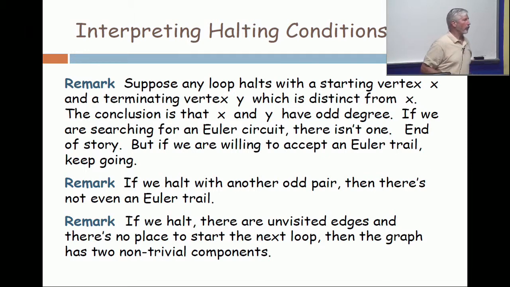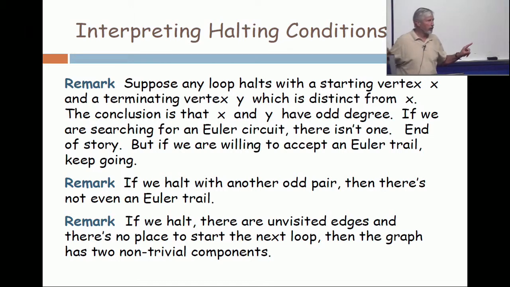Okay, how can it halt? It can halt where the starting vertex and the ending vertex are distinct. So I write, it starts at some vertex X, and it ends at some vertex Y. But X and Y are distinct. And here's the claim. X and Y are then vertices of odd degree. Why is that? Why is it the case that the starting and the ending vertex, if they're distinct, both have odd degree?